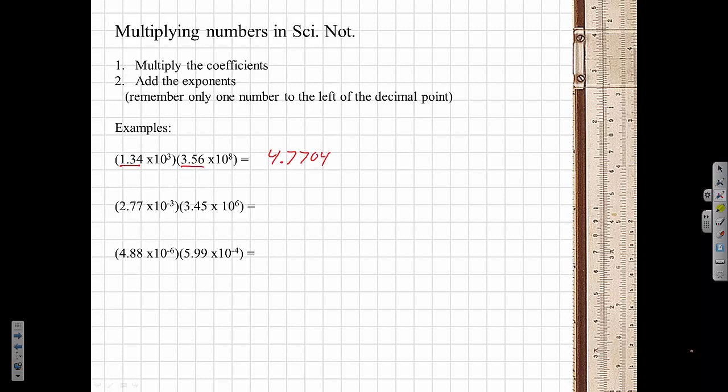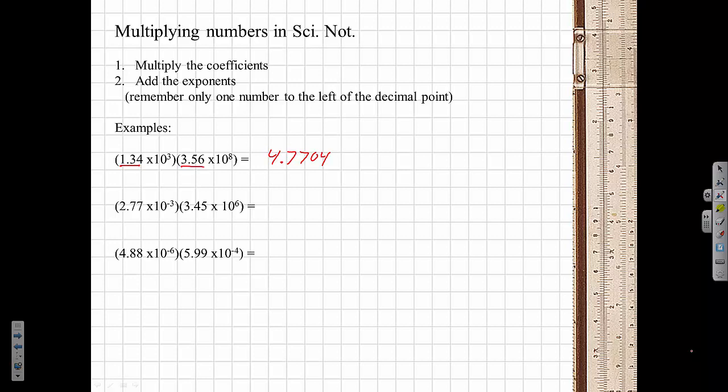4.7704. You get a bunch of other numbers too, and you might be wondering, well, geez, how many numbers do I need to keep? Do I keep all of them? Do I keep 3 of them? Well, I'll tell you what. That's kind of a different concept coming in a different lecture. So for right now, don't worry about it.